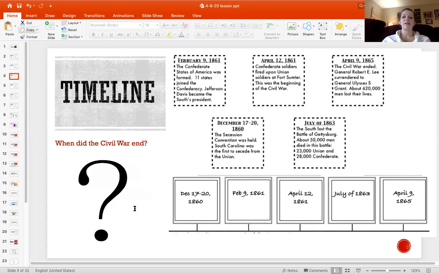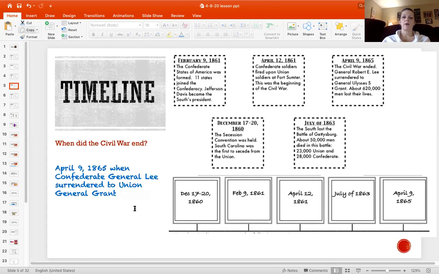When did the Civil War end? So take a look at this timeline and see if you can figure out when the Civil War ended. If you answered April 9th, 1865, when Confederate General Lee surrendered to Union General Grant, then you are correct. And we find that right here, the Civil War ended. It's always a good thing to go back and look where you found your answers in the text. Underline them, block them, highlight them, whatever you need to do so you can find your answers in the text. Let's go to our next question.